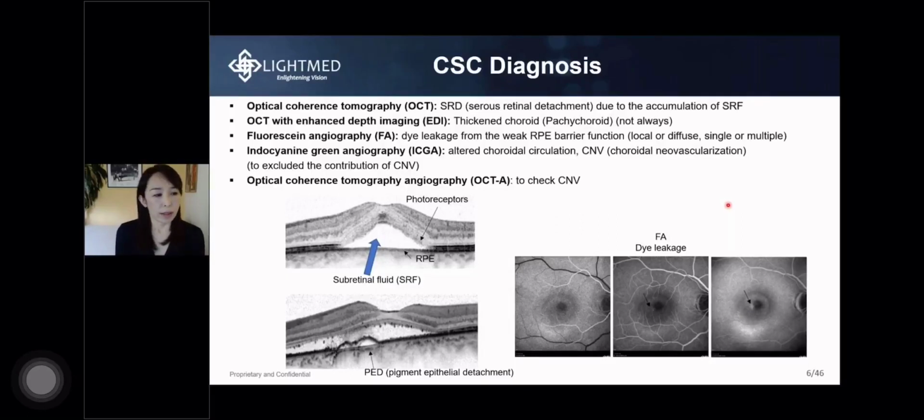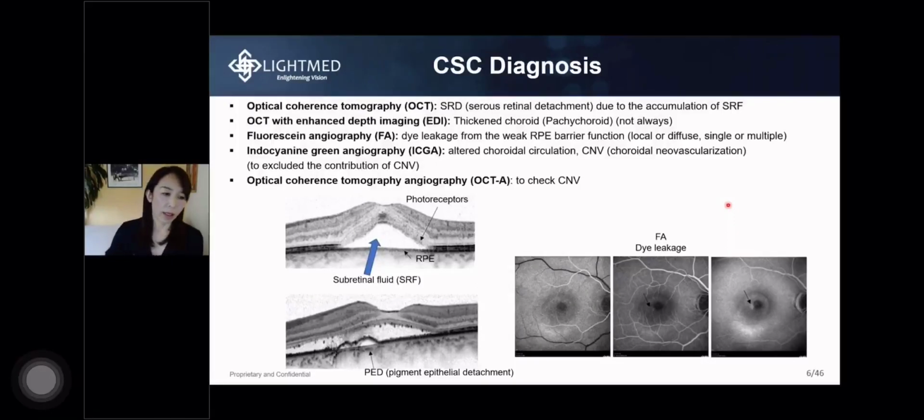So next, indocyanine green angiography, ICGA, is also important, especially in order to find the choroidal neovascularization, CNV. If you see active CNV, sometimes you need other treatment. Therefore, it's important to exclude the existence of active CNV.